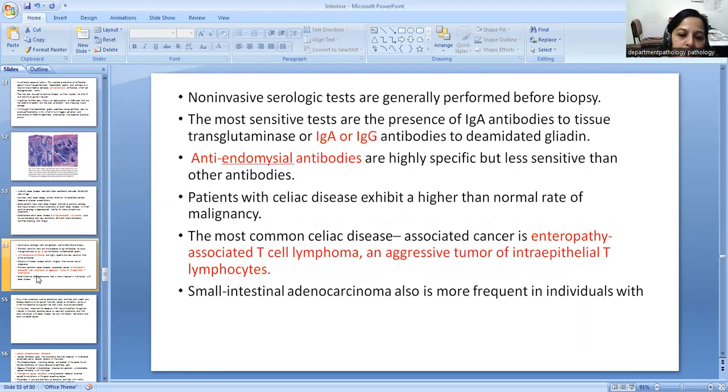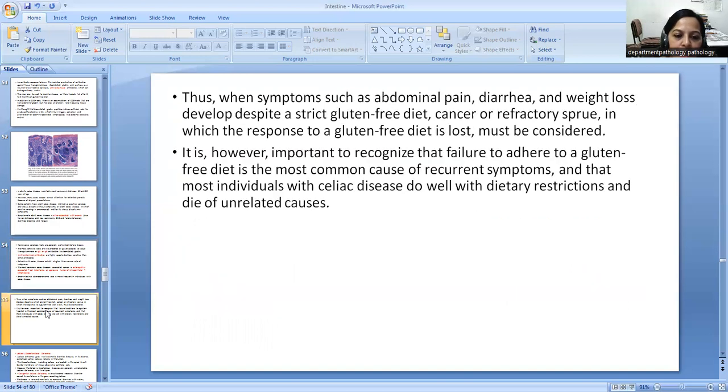Serologic tests are non-invasive and are generally performed before biopsy. The most sensitive tests are the presence of IgA antibodies to tissue transglutaminase or deamidated gliadin. Anti-endomysial antibodies are highly specific but less sensitive than other antibodies. The most common celiac disease associated cancer is enteropathy associated T-cell lymphoma, an aggressive tumor of intraepithelial T lymphocytes.